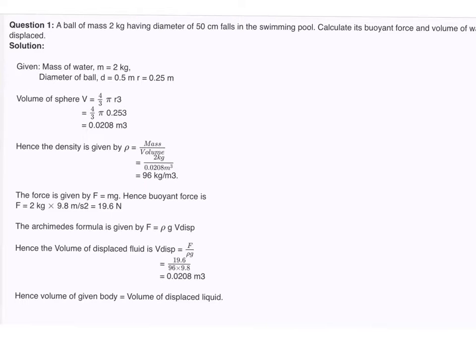Now let's look at calculating the force. The force is given by force equals mass times gravity. And so the buoyant force would be 2 kilograms times the pull of gravity, which is 9.8 meters per second squared, which would be 19.6 newtons.